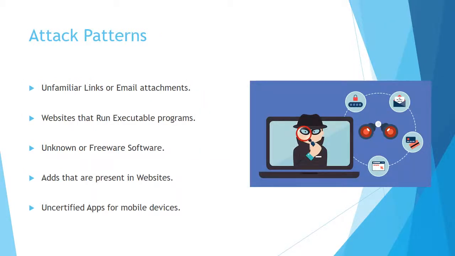Attack patterns. The first attack pattern is when you download or click on an email attachment or click on an unfamiliar link from an email that was sent to you by a friend or some family. Also, when you run an executable program from a website, for example, you are browsing and this pop-up window comes up and says that you need to install a specific software to update your computer. You do that and you're basically done.